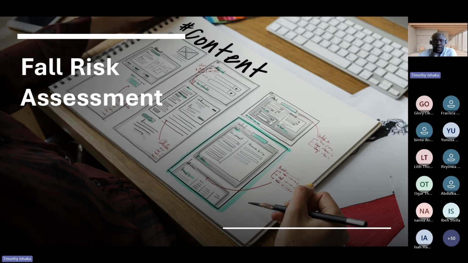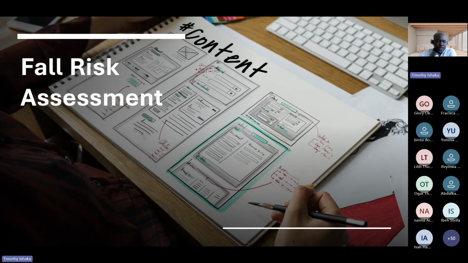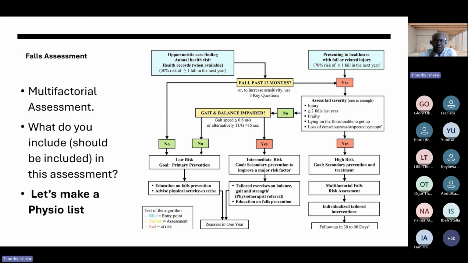So we will continue. So false assessment. Okay. So false assessment. So how do we look at people who have fallen? What do we do about it?